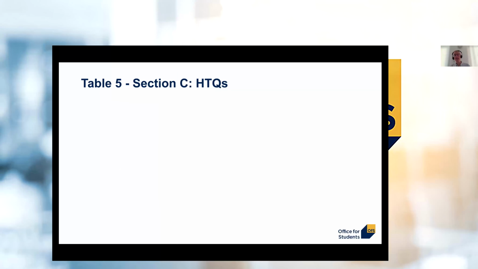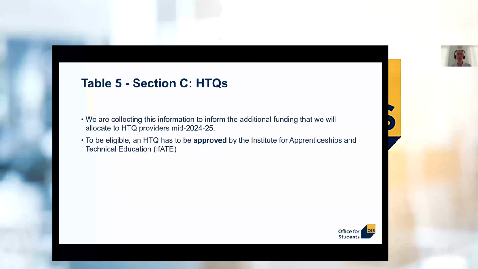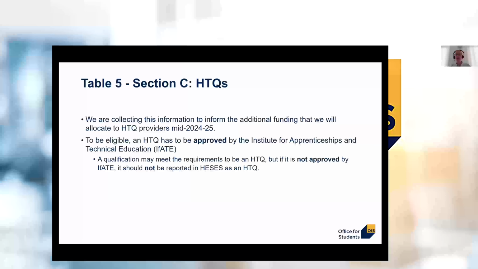However, let's talk about section C. We'll go into more details next time, but as a point of reference, we can say that we're collecting this information to inform the additional funding that we will allocate to HTQ providers in the middle of 2024-25. To be eligible, an HTQ has to be approved by IFATE, the Institute for Apprenticeships and Technical Education. A qualification may meet the requirements to be an HTQ, but if it's not approved by IFATE, it's not an HTQ in terms of what is reported in HESES. As I say, there'll be more on the next webinar about this, but you can always refer to section C of the guidance.